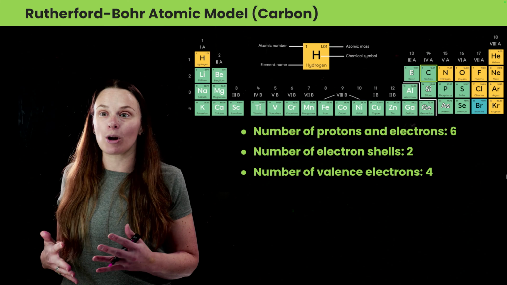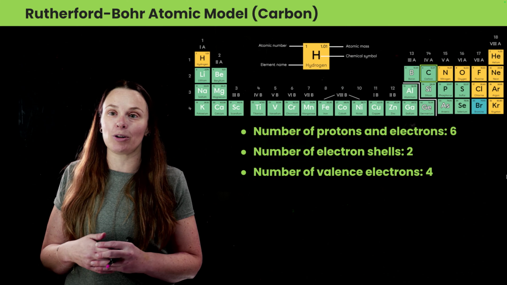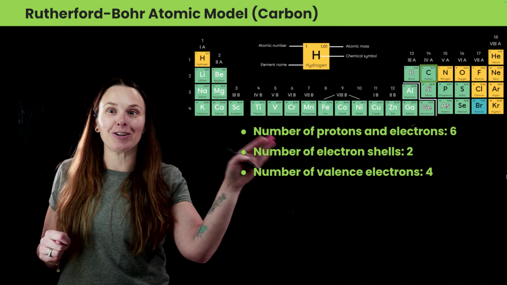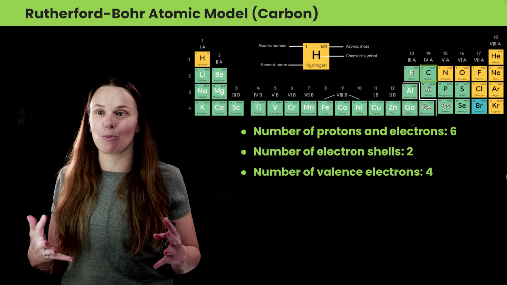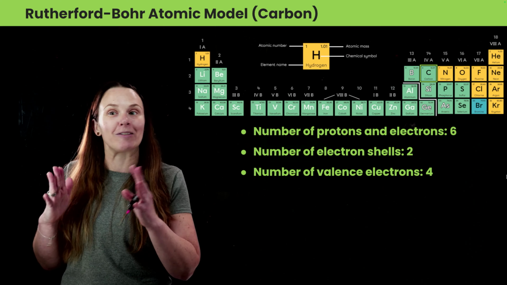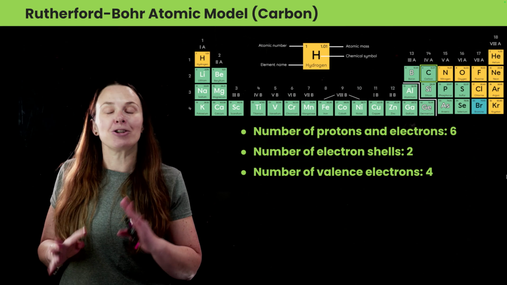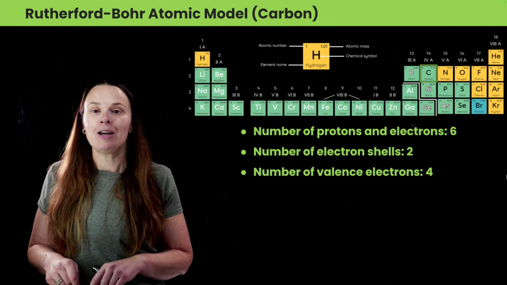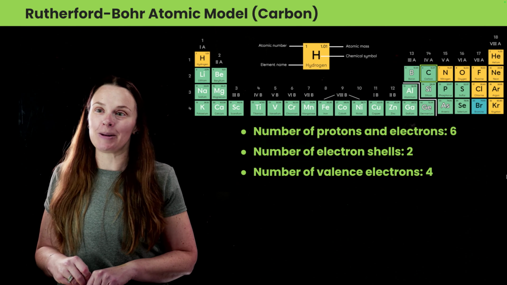And so we are going to work on the example of carbon. Now, don't worry, I cut off a little bit of the periodic table here just to give us some more room, because Rutherford-Bohr models are a little larger than Lewis dot, but it still exists. So let's jump into our example of carbon.